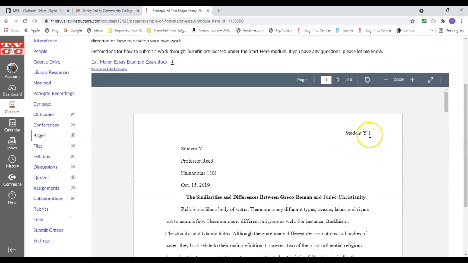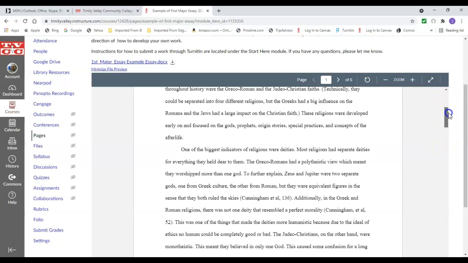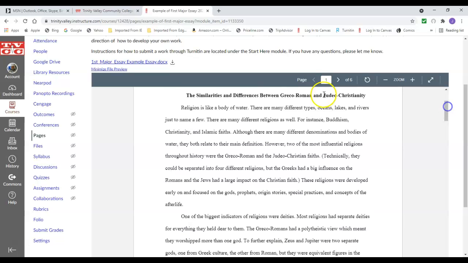You, of course, create a header with your last name. Then, of course, this is how the heading looks: my name, course, and the date. And then you'll see how the essay looks. You have a title, whatever it is that your title is going to be. You tab over once for each paragraph.